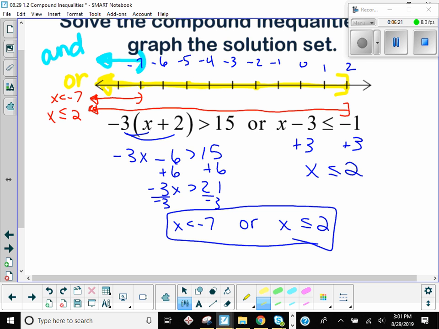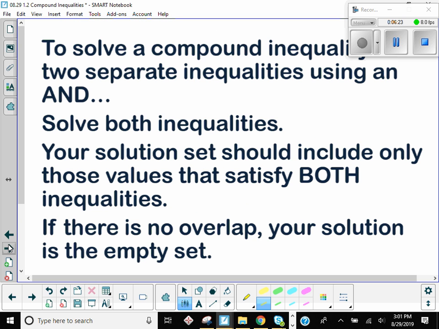All right. So let's do an and example. I just told you that and is like intersection, because it has to satisfy both. It has to be what they have in common.